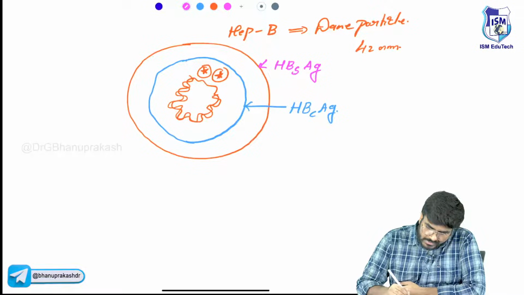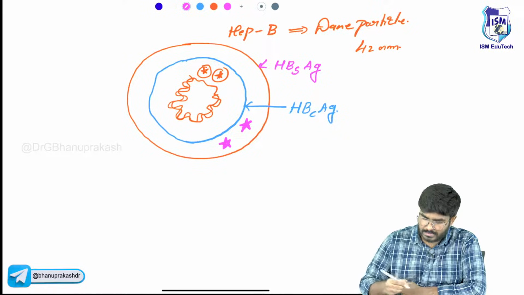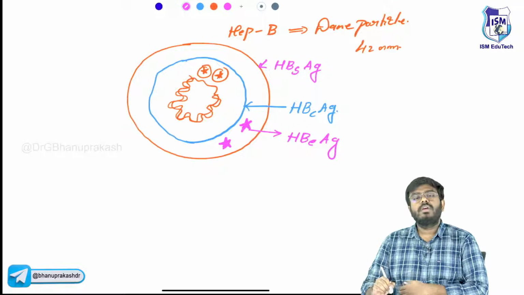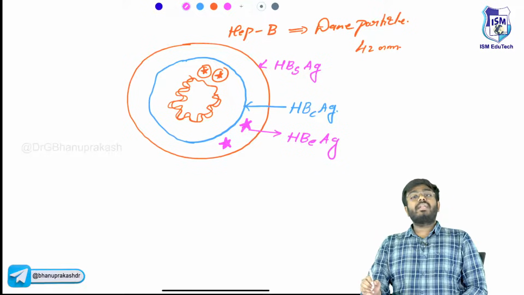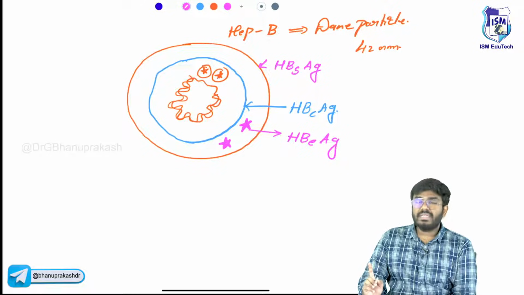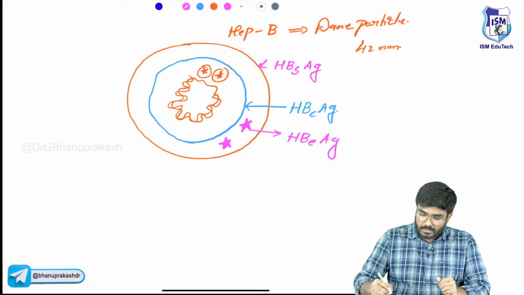Now one more super important point: there is one more antigen present in this Dane particle. It is called hepatitis B E antigen. So how many antigens are there? There is hepatitis B surface antigen, hepatitis B core antigen, and hepatitis B E antigen.